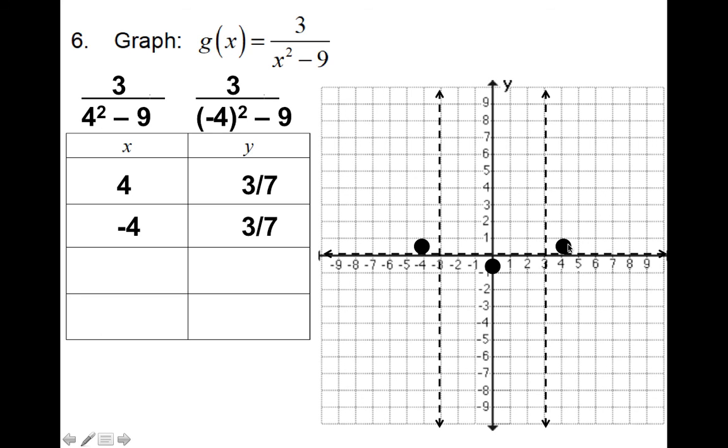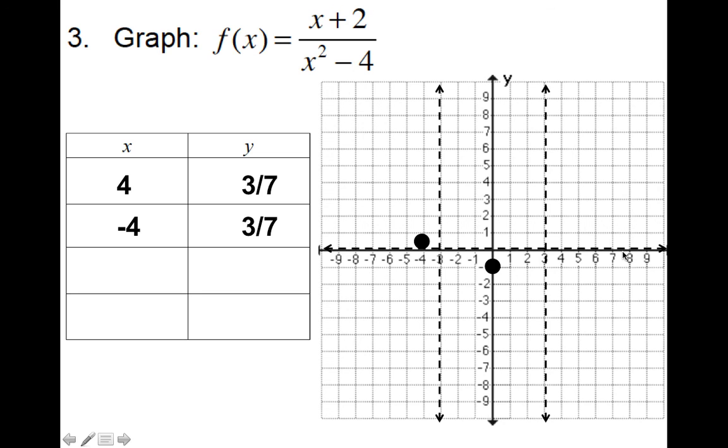So graphing these, I can see it's going to curve to the asymptotes there. These are going to curve down, and then this is going to curve up to the asymptotes here.